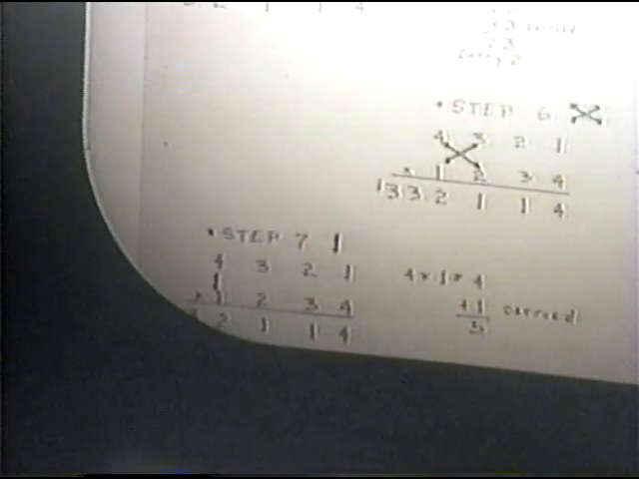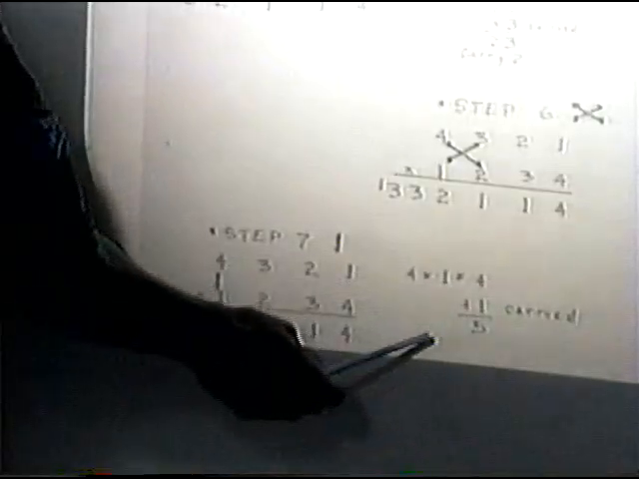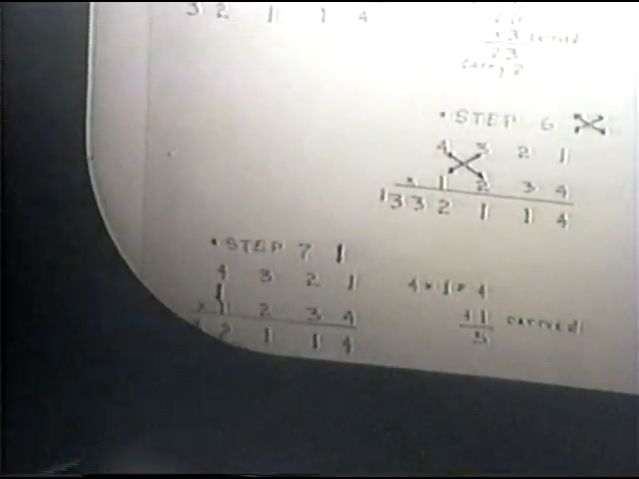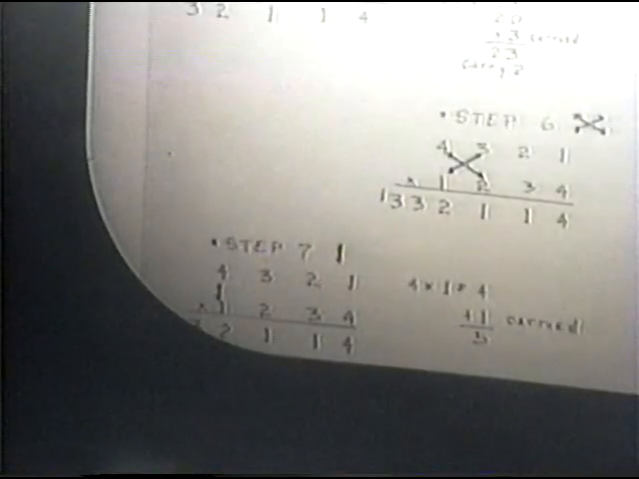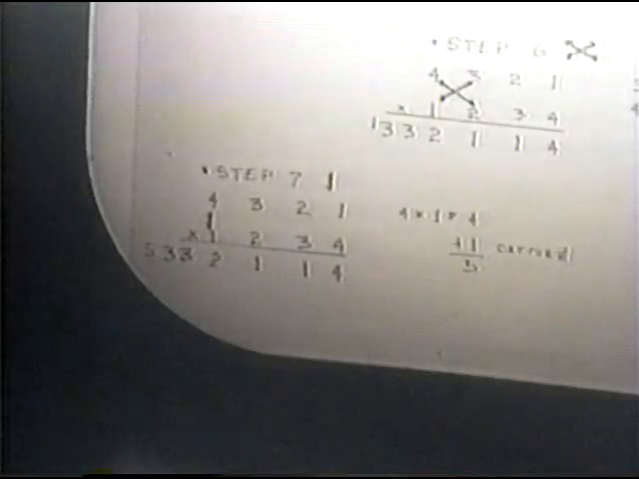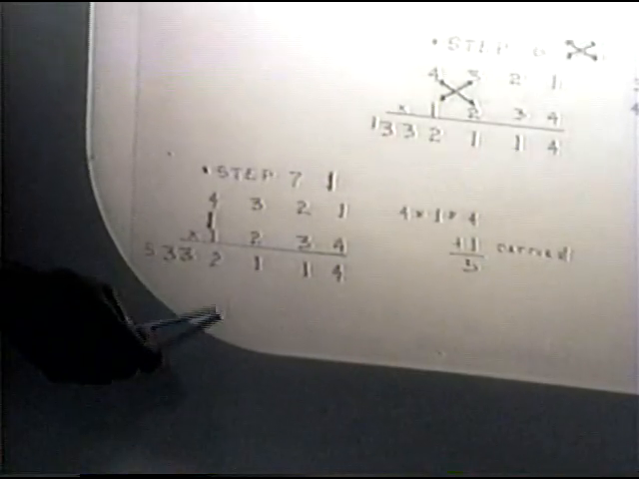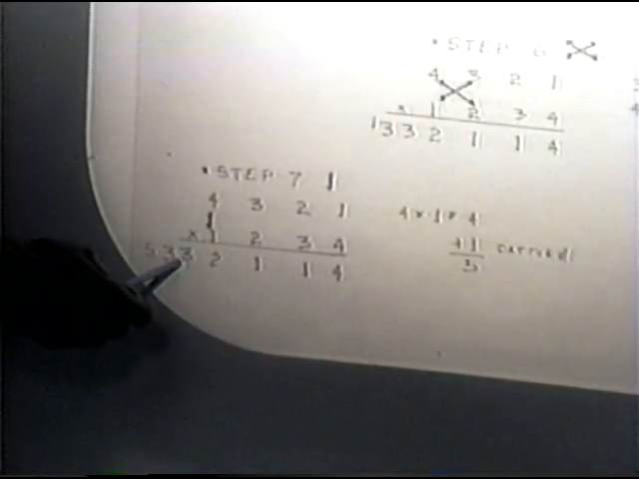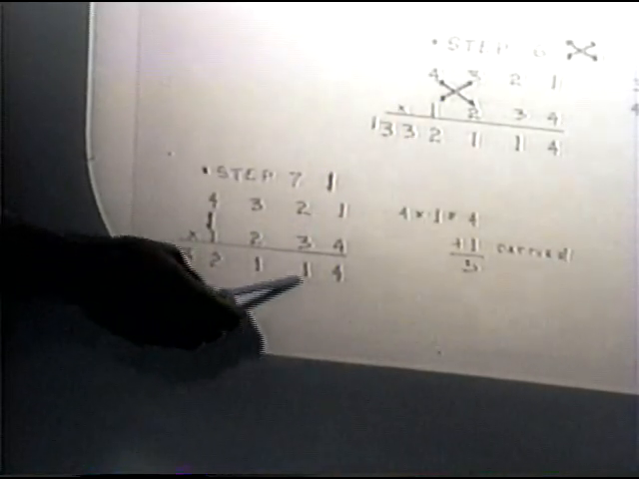Our last step is vertical. 1 times 4 is 4. And the 1 that we carried makes 5. So the answer to our problem is this. Move it up some so you can see it. The answer to our problem is 5,332,114.